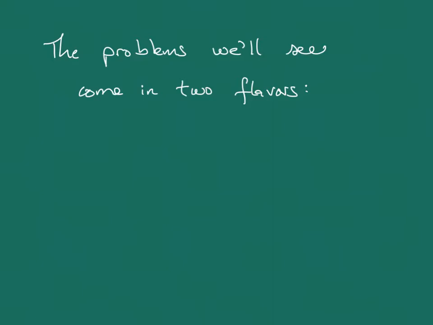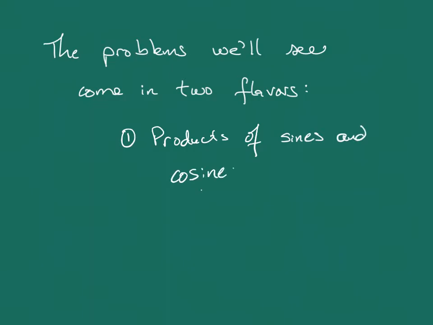So kind of to start out, the problems that we'll be seeing in this section really come in a couple of different flavors. We'll be looking at either products of sines and cosines, or we'll be seeing products of secants and tangents.